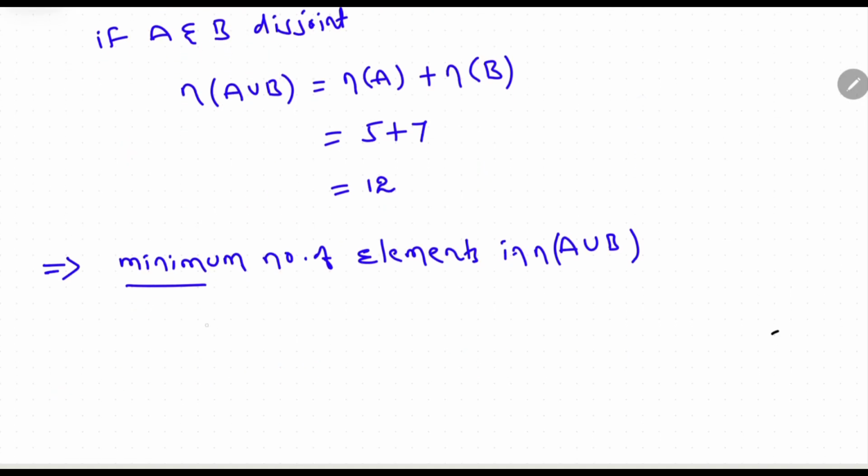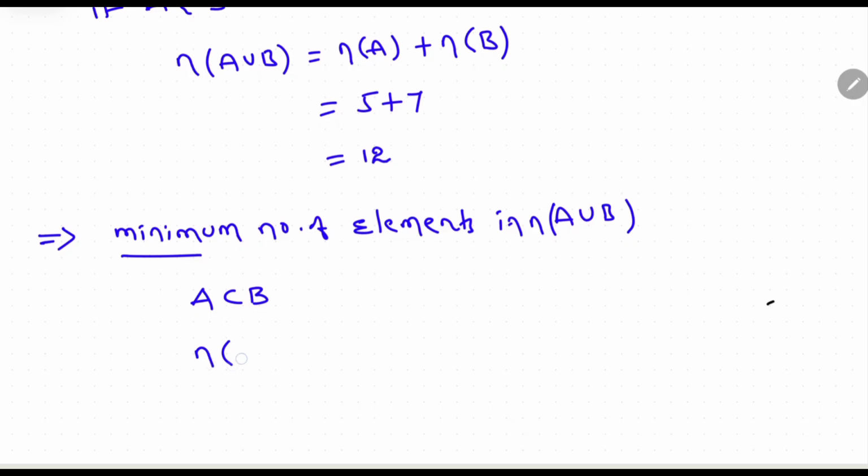Therefore if I take A subset of B, since A has fewer elements, n of A union B is the minimum we are dealing with. Already A is a subset, A is a part of B, therefore we have the number of elements in only B. So what is the number of elements in only B? That is 7. So it is the answer.